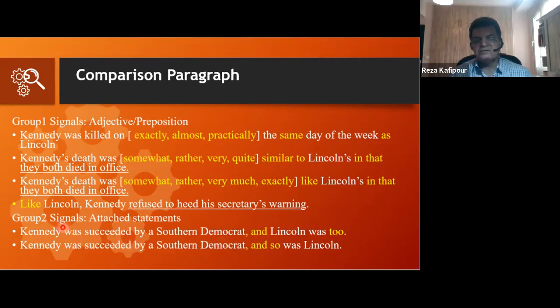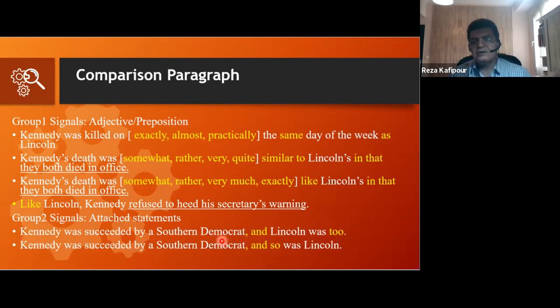So we write the first sentence fully for Kennedy. Kennedy was succeeded by a Southern Democrat, comma, and Lincoln was too. So the second concept or person that we are comparing, plus an auxiliary verb, and after that, at the end of the sentence, we will use too. So, Kennedy was succeeded by a Southern Democrat. Be careful about punctuation here. We should use a comma, and Lincoln was too.